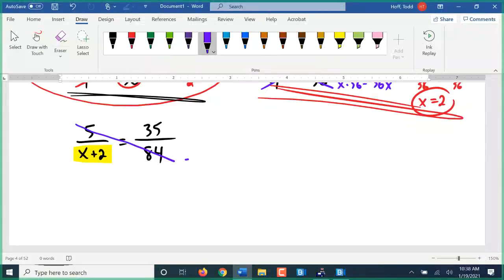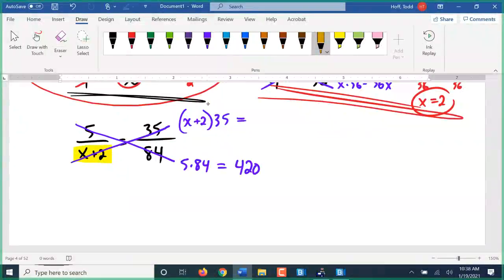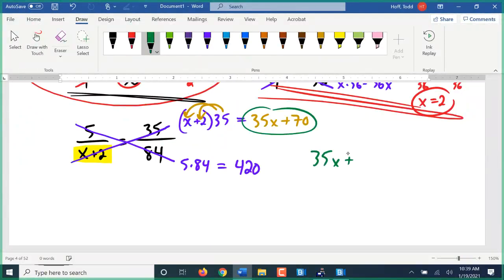5 times 84 is on this diagonal. 5 times 84 is 420. On this diagonal, we have x plus 2 times 35. Well, it's a little bit different than what we're used to seeing, but this is just distributing. I can do 35 times x is 35x. 35 times positive 2 is a positive 70. So these two cross products have to be equal. 35x plus 70 has to be equal to 420.